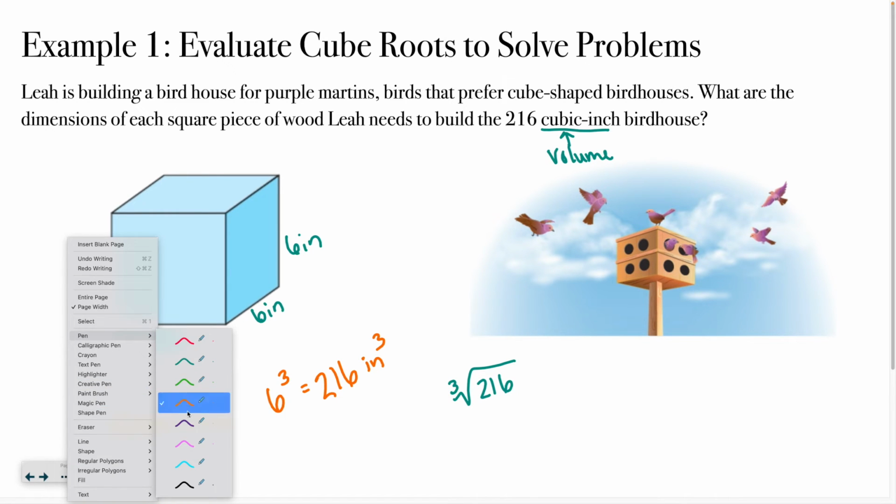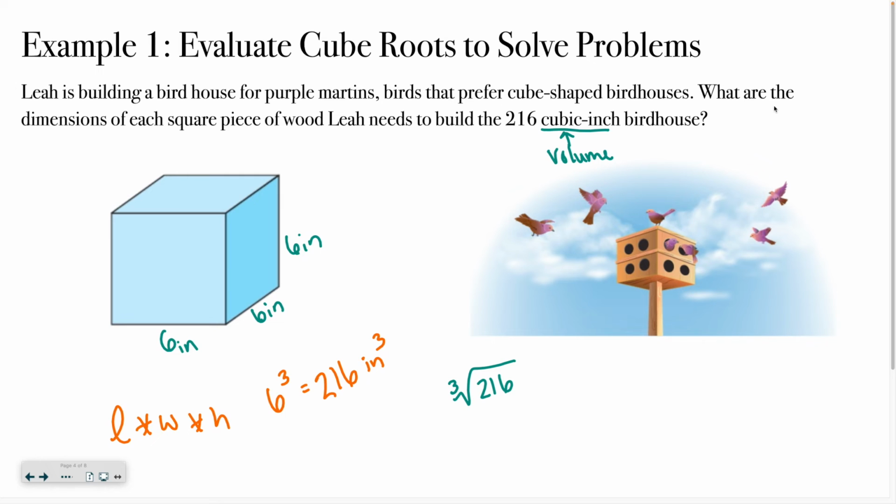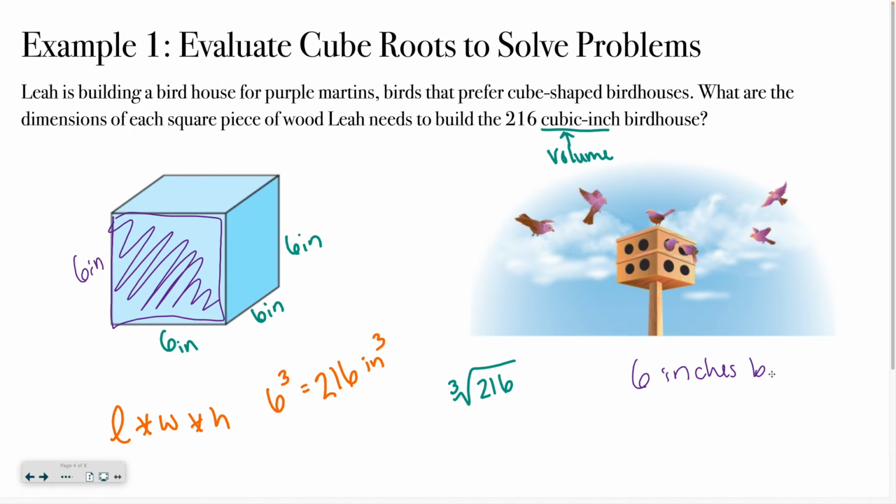Okay, so we've found the number that we need. Now we need to write our answer. What are the dimensions of each square piece of wood? Okay, so each of these squares, what are the dimensions? And if we are looking at this side is 6 inches, this side is 6 inches. So the dimensions would be 6 inches by 6 inches. Because it's just talking about a single side at a time, and all of them are 6 inches by 6 inches. So that's how I would answer this question.